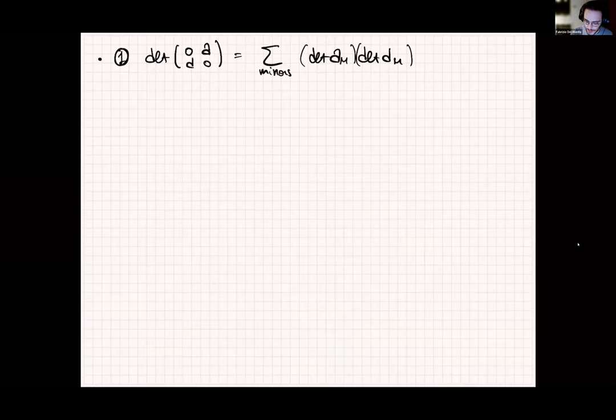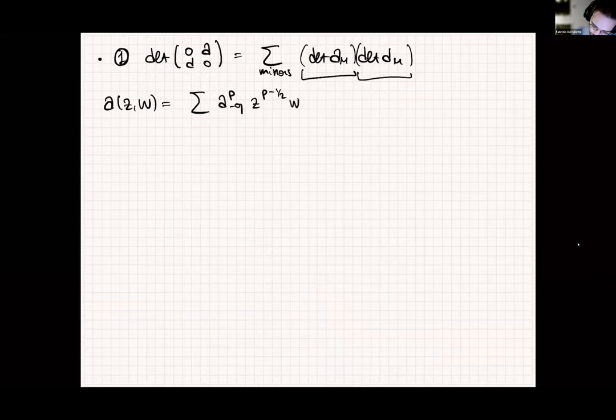So the way that you compute these objects, these principal minors, is really that you write down this A of Z and W in their Fourier expansion, because here we're on a circle, right? So I write the Fourier expansions of these kernels. I write it in this way. And these P and Q are some positive half integers.